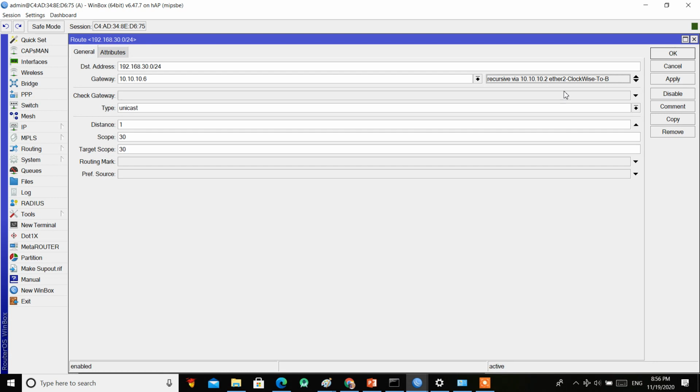Interesting, yes? But it is not useful for you because you are at the basic level, at the first step of network administrator. Okay, it's an advanced scenario. Scope and target scope, recursive next hop resolving.